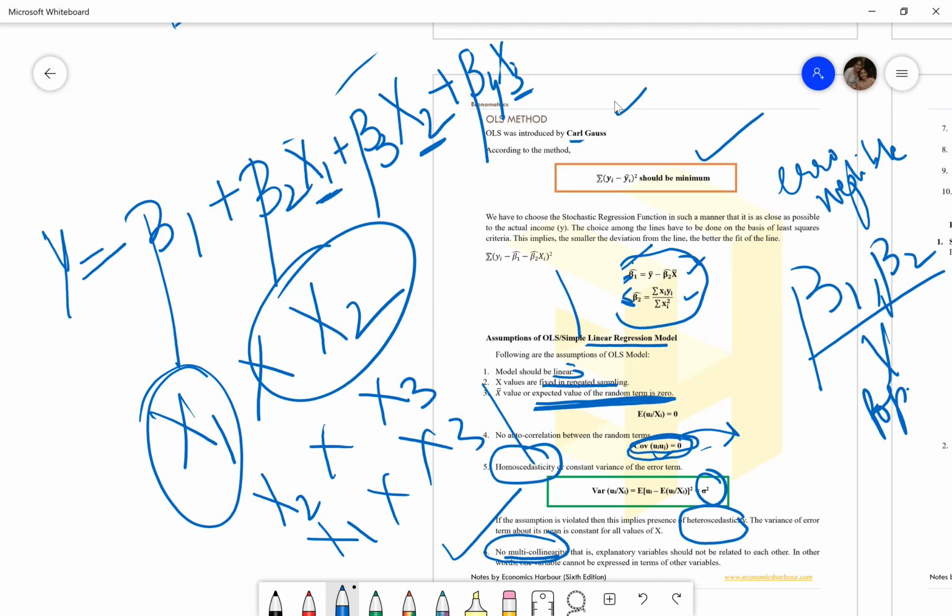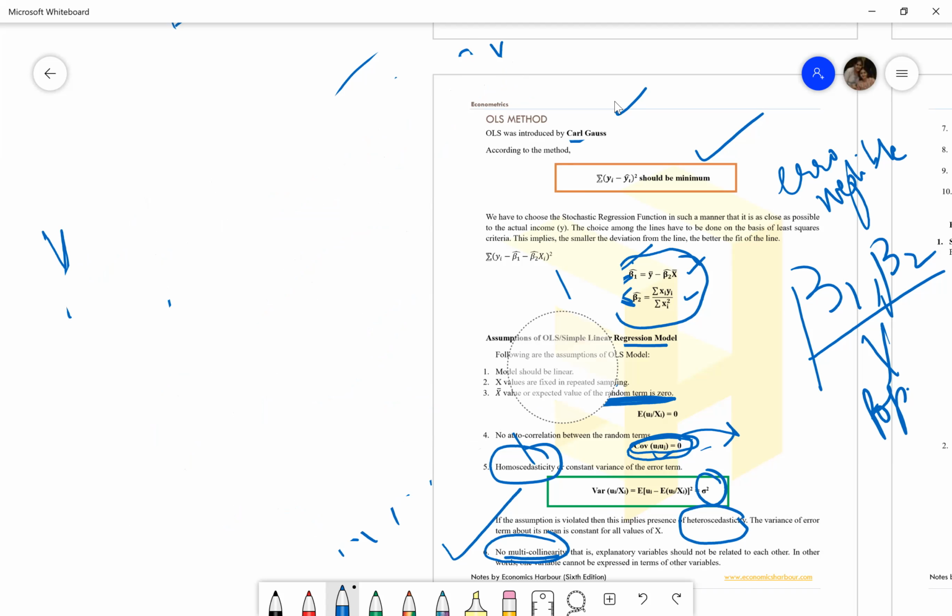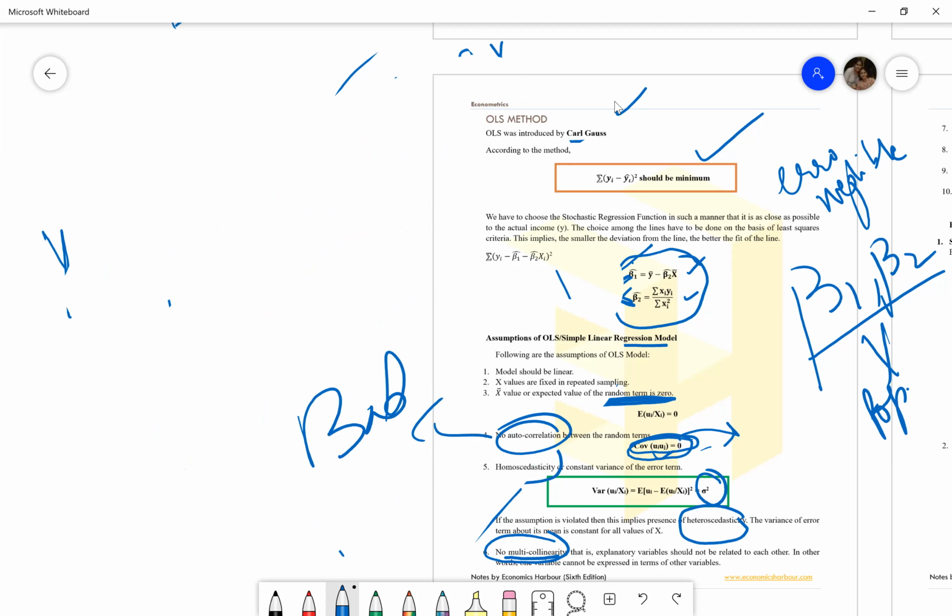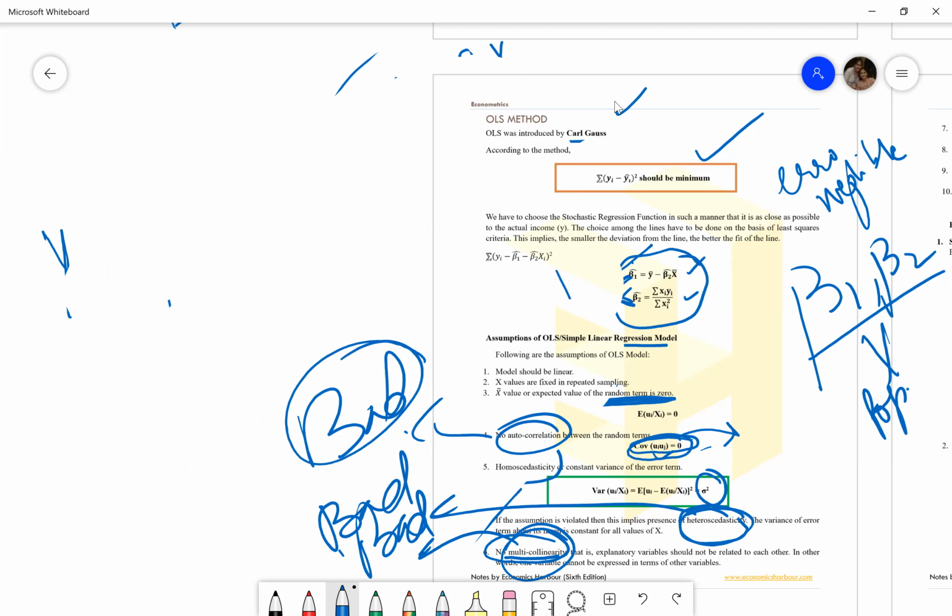So you should remember one thing here. Autocorrelation is bad. Heteroscedasticity is bad. Multicollinearity is bad. So whenever any of these are present in your model, it means your model is flawed.